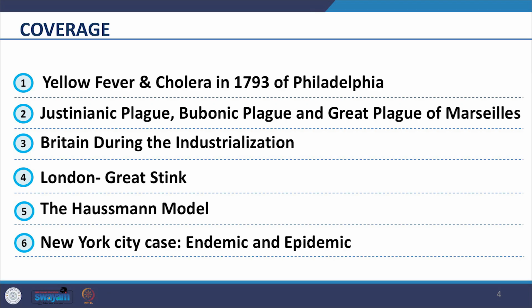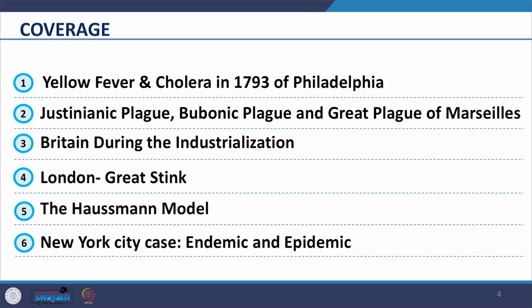Today we will look at the historic narratives and see how health and urban planning are interconnected, and we'll try to understand the period and various theories linking with urban planning. Therefore, the coverage in today's session will include the narratives of the yellow fever and cholera in 1793 in Philadelphia, the pattern of spread of disease, Justinianic plague, Bubonic plague and the Great Plague of Marseilles.